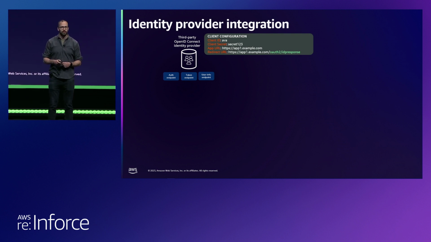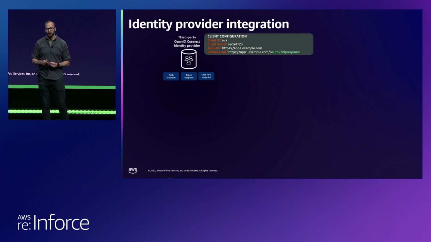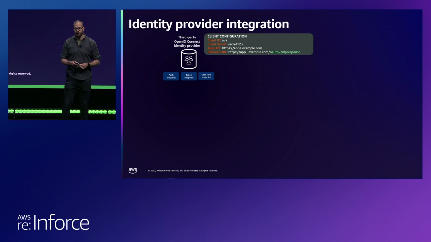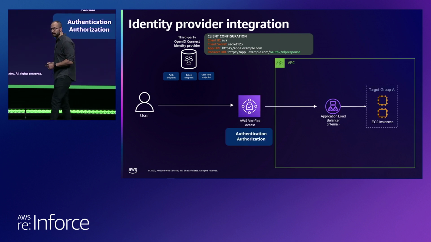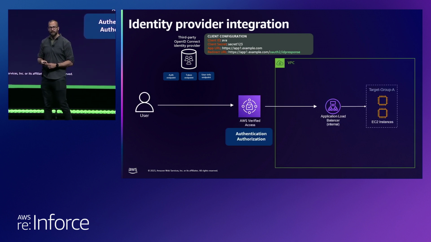Similar to the integration with Application Load Balancer, we will focus on the OpenID Connect use case because that's the one that's a little bit more complex. Just like before, our IDP has 3 endpoints: authorization endpoint, token endpoint, and user info endpoint. And we would deploy AVA in front of our Application Load Balancer to set everything up.